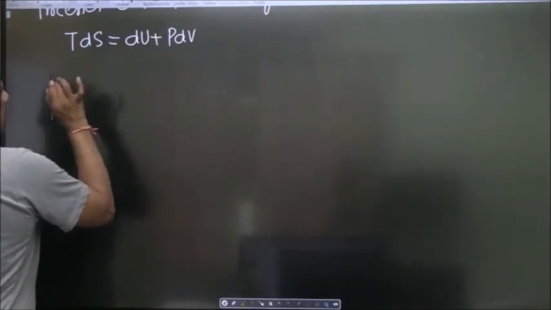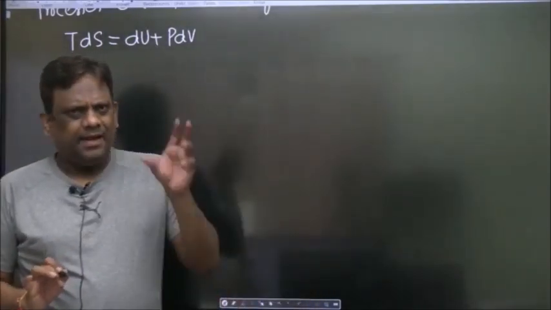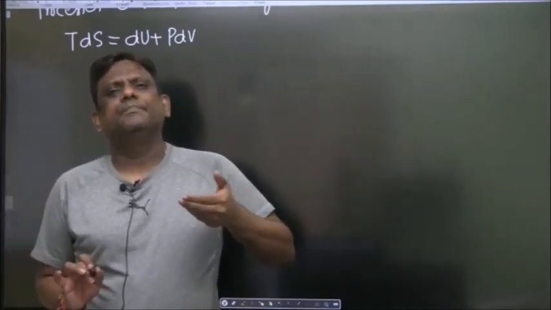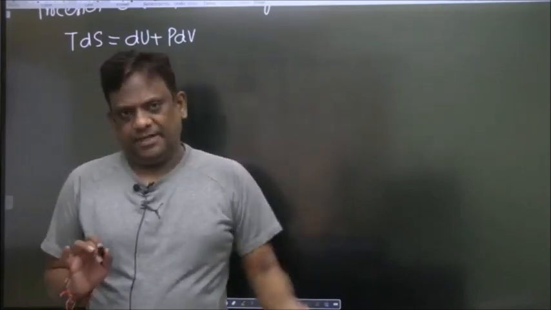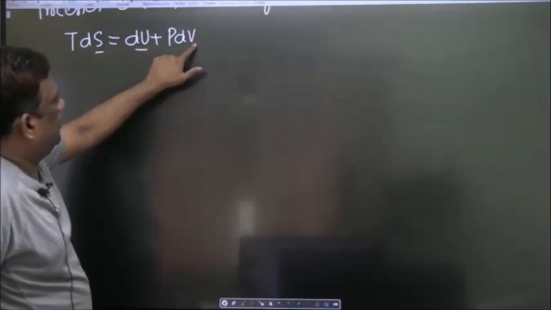Look at, my dear students, there are terms known as specific quantities. Extensive properties, when they are divided by mass, you get what? Specific properties. There is nothing like temperature by mass is small t. There is nothing like pressure by mass is small p. Entropy is extensive. Internal energy is extensive. Volume is extensive.